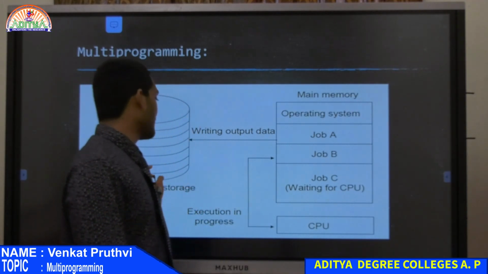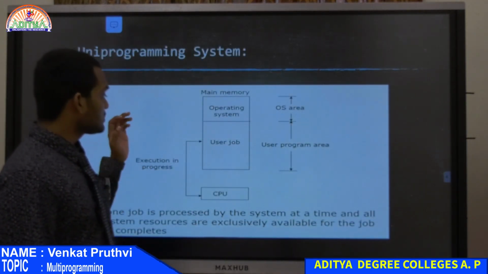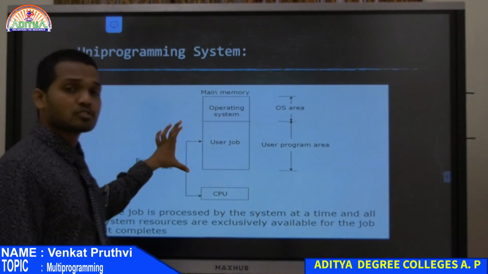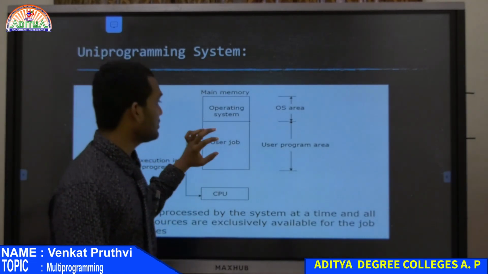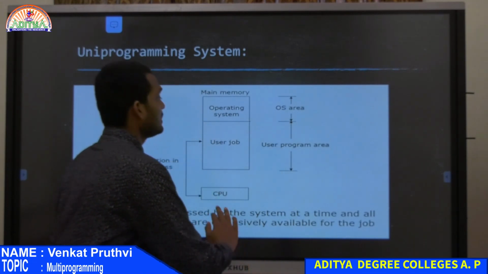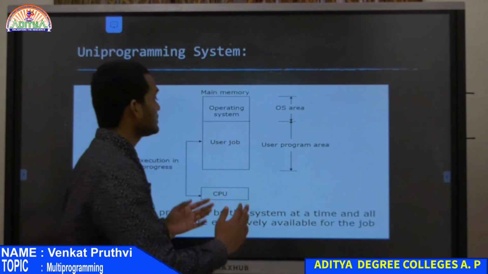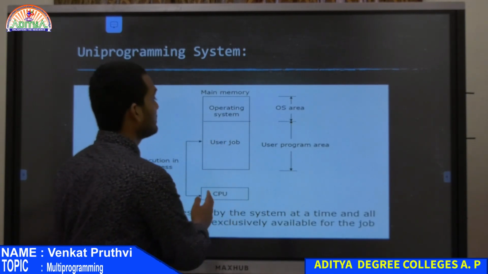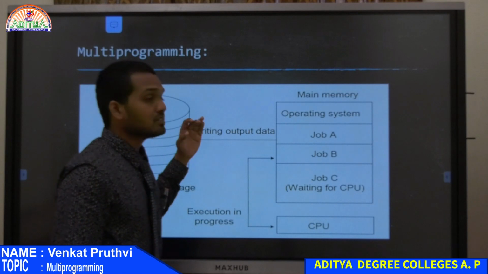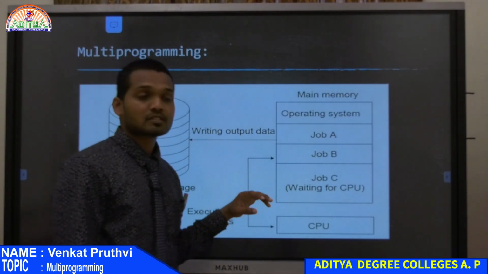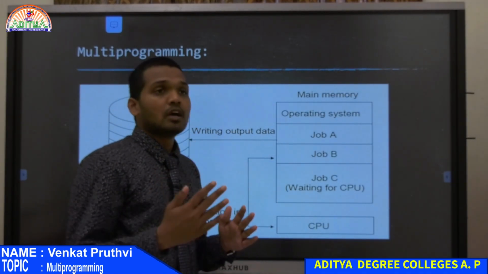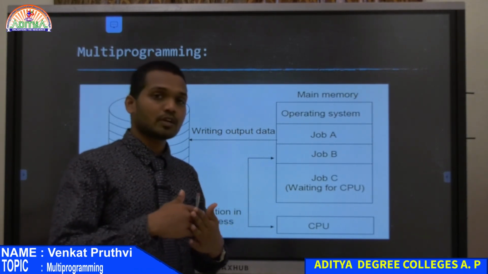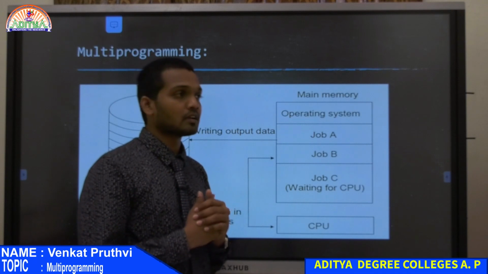programming concepts we have. So what was happening in uniprogramming? We only had one user job, and that user job was performed by the main memory, and there were no other jobs being performed. Once this user job is completed, only then is another task assigned to the main memory. Whereas in multiprogramming, as we discussed in the morning, there will be several programs doing their work concurrently. That is what we mainly focused on in the morning class.